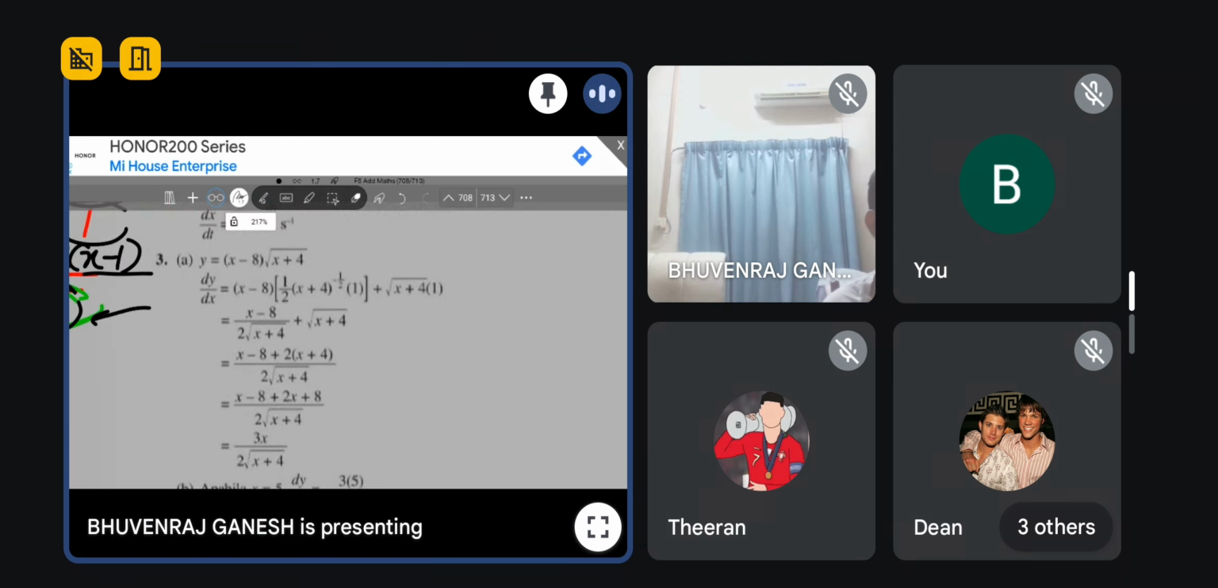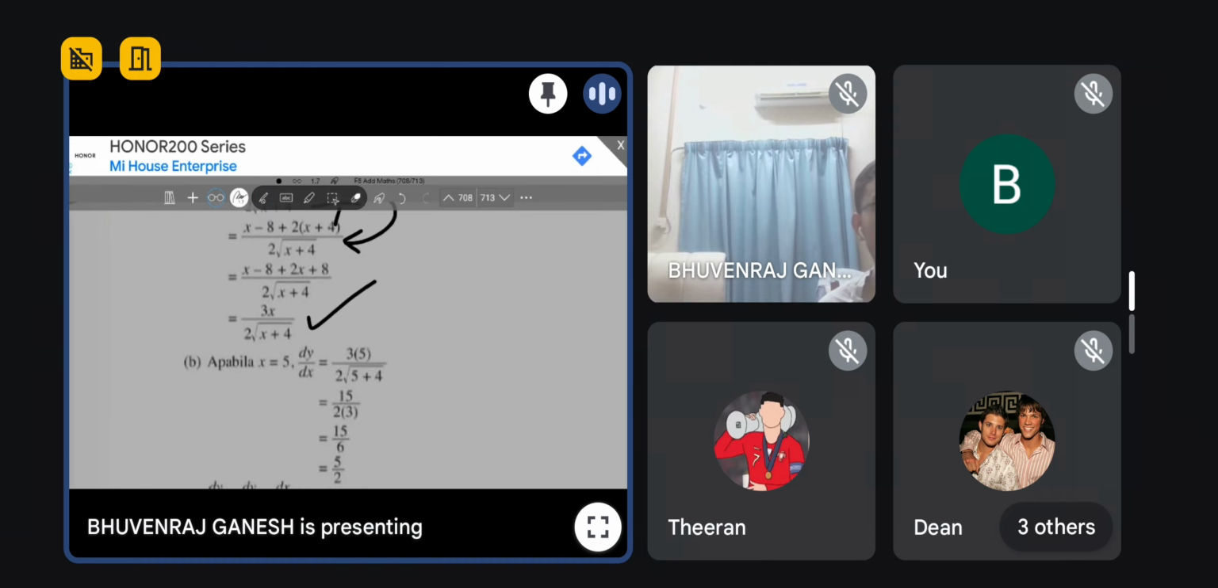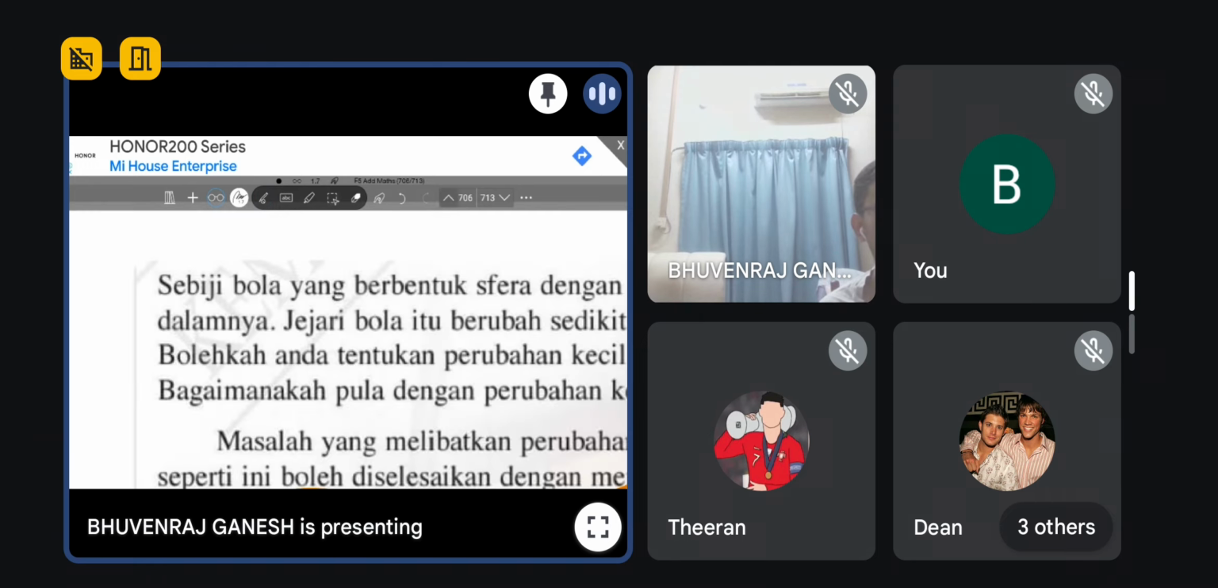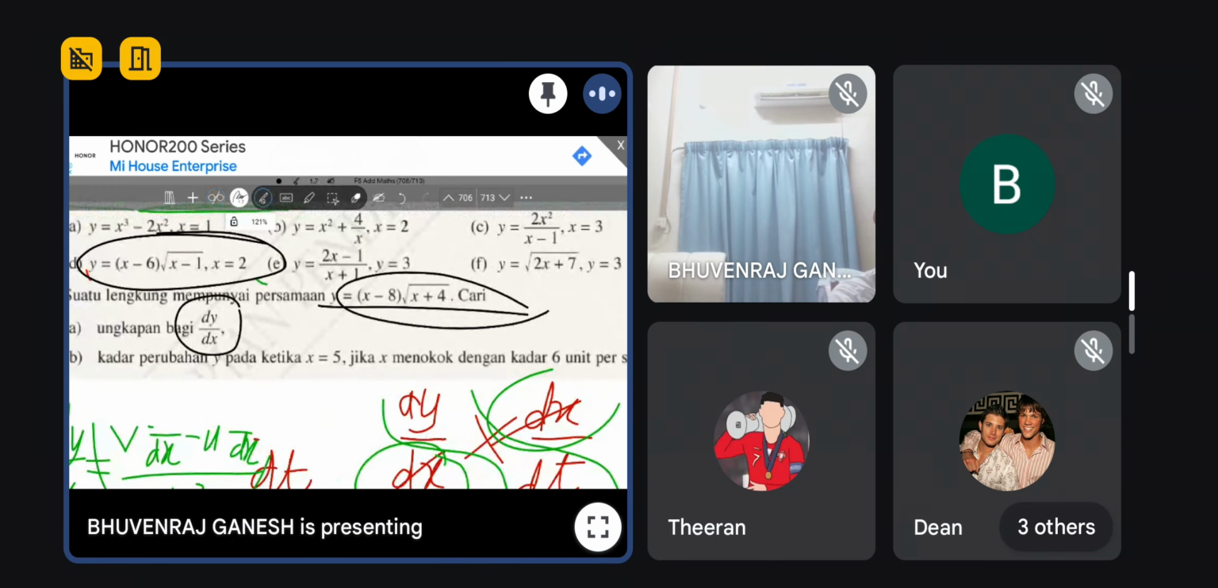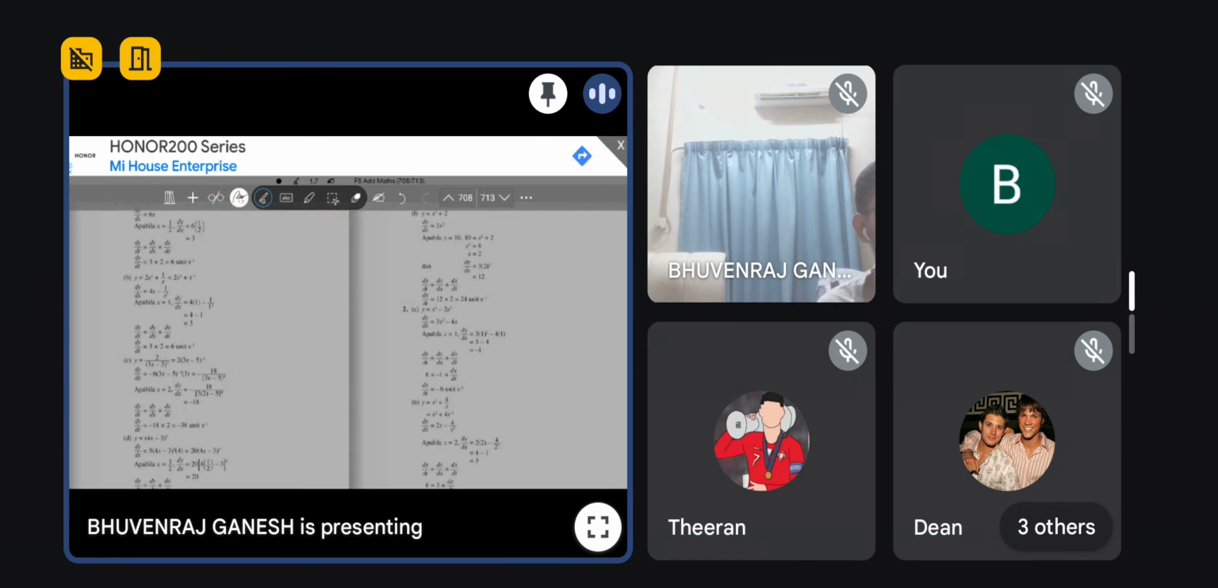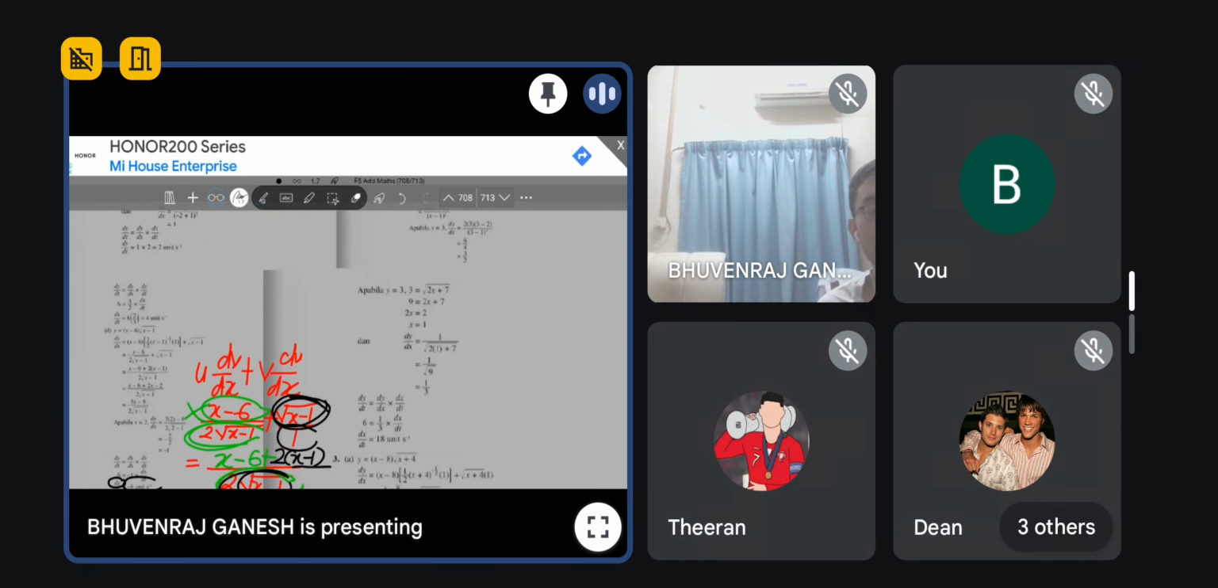Okay, so you try to simplify as much as possible. Again, this step to this step is like what I showed earlier. You combine both fractions to form the single fraction, pecahan tunggal. Then you just simplify until the bottom. Then you substitute the value x equal 5, because the question tells you x equal to 5 for part B. Then you will get your value for dy dx.